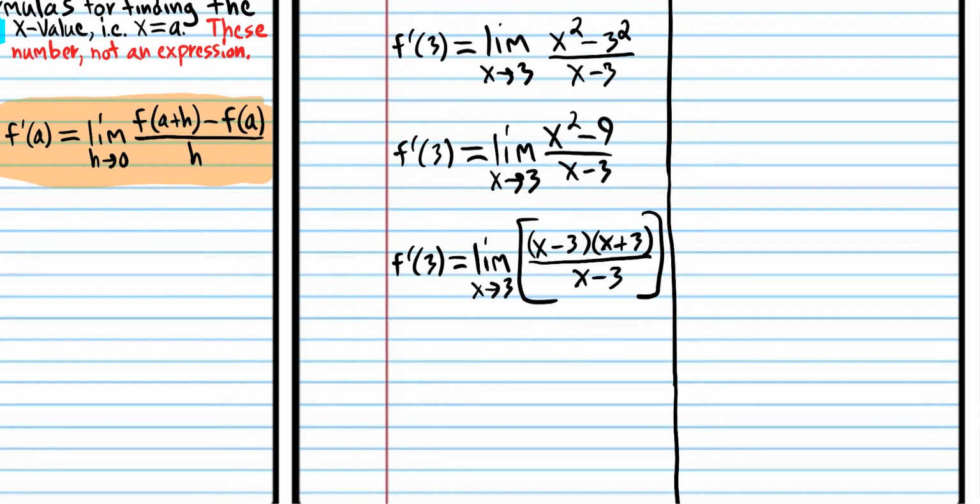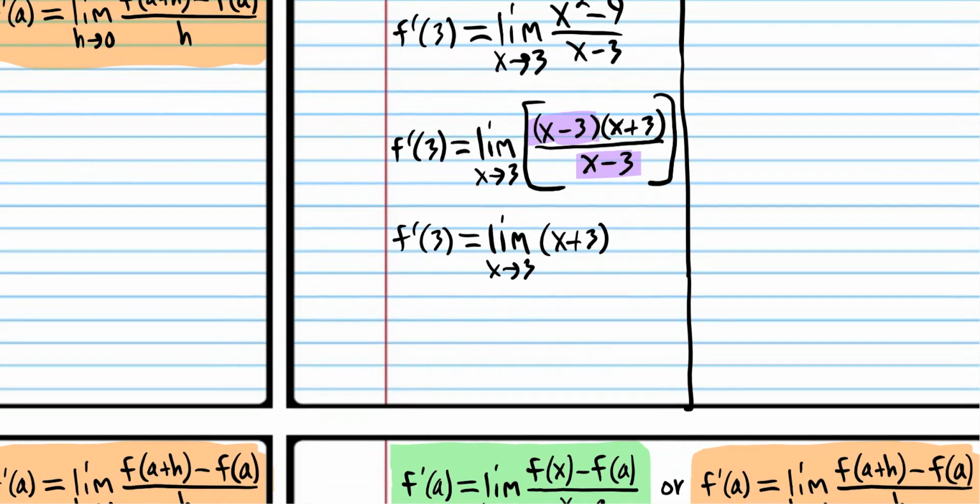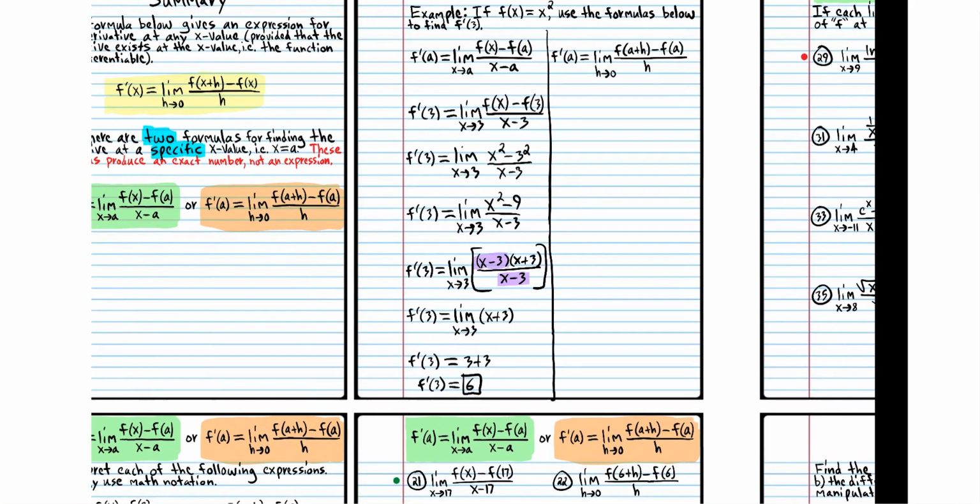Okay, so we have the difference of two squares we're factoring, and you can see that these factors cancel out. So we're left with the limit of x plus 3 as x approaches 3. And that's really easy to find. You just plug in 3, and we have 6. Okay, so that's what we expected to find.